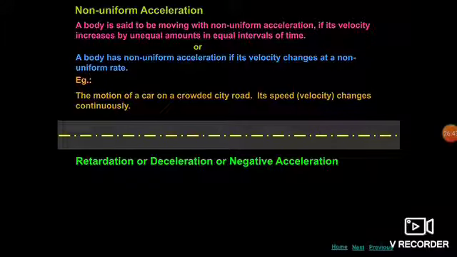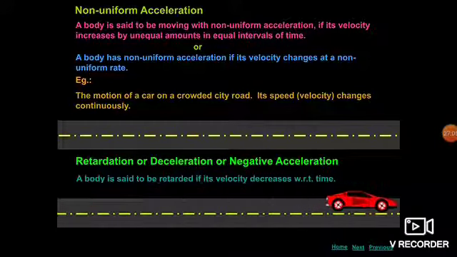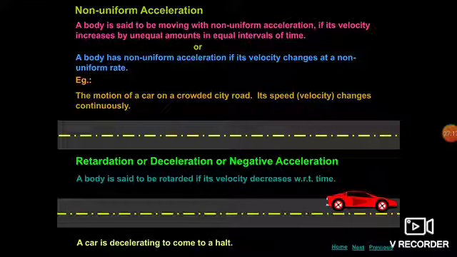and again it is moving. Retardation or deceleration, negative acceleration: when velocity increases, the body is said to be under acceleration. If the velocity of the body decreases, the body is said to be under negative acceleration. A body is said to be retarded if its velocity decreases with respect to time. Now you can see there is a car, it has now stopped, so it is under retardation. The car is decelerating to come to a halt.